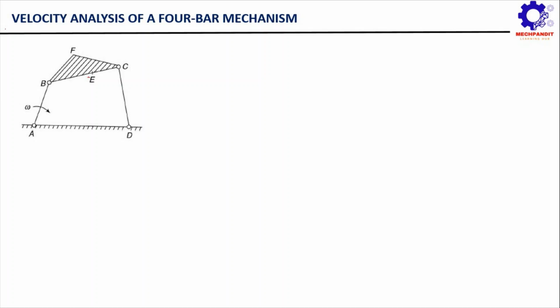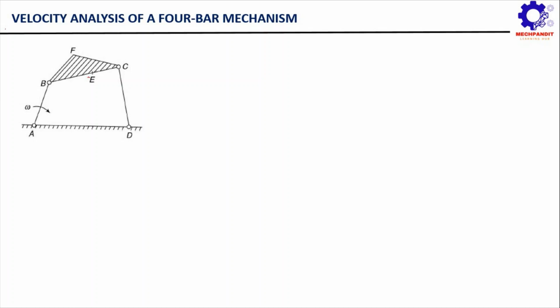So I will divide this velocity analysis problem into two parts. The first part is which data is available with us, or you can say which data will be provided to us, and the second part is what parameters we need to calculate. So let us just see the example of a 4-bar mechanism.